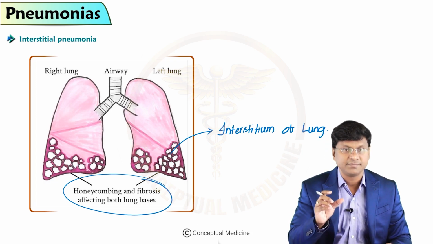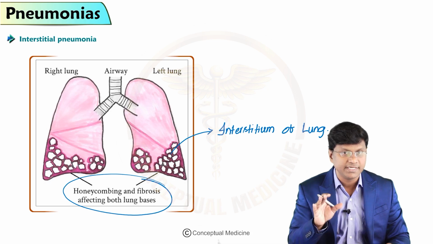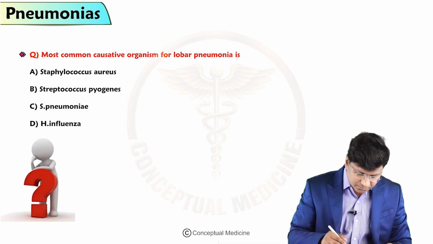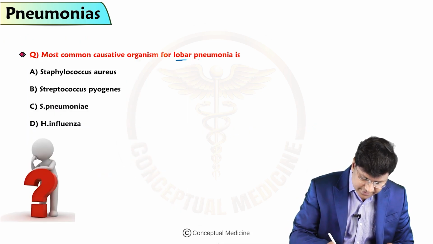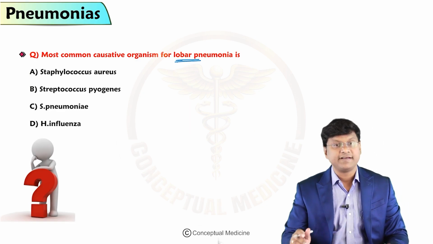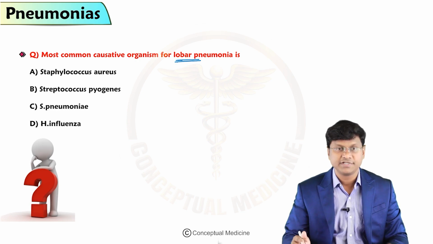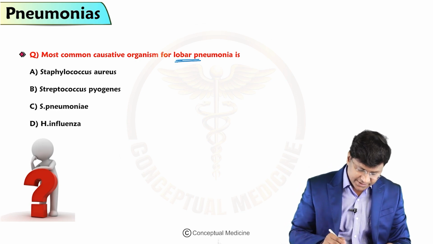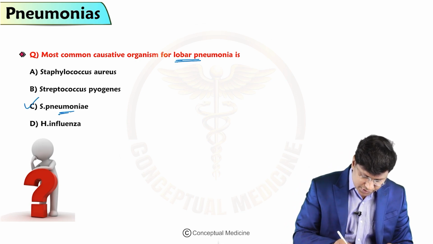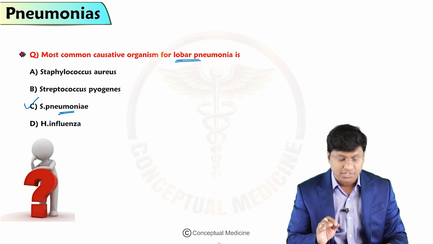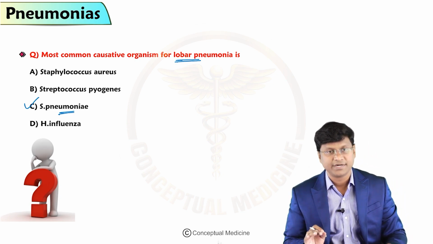Now first let me take up the discussion of lobar pneumonia in detail. The most common causative organism for lobar pneumonia: is it Staphylococcus aureus, Streptococcus pyogenes, Streptococcus pneumoniae, or Haemophilus influenzae? The answer to this question is Streptococcus pneumoniae. This is the most common causative organism for lobar pneumonia.